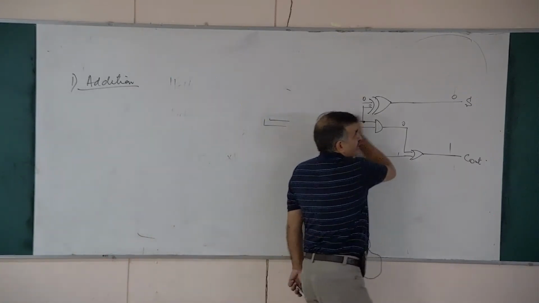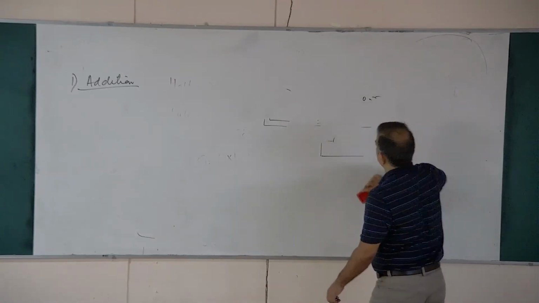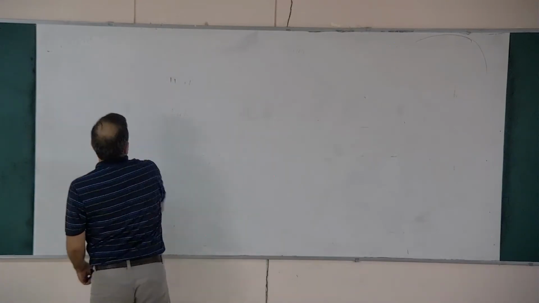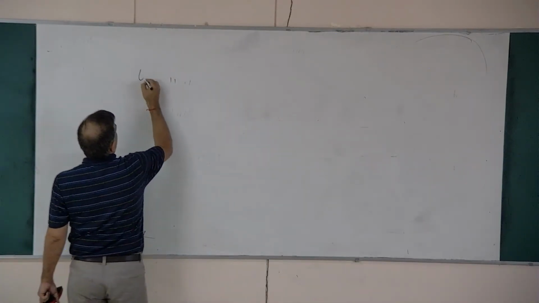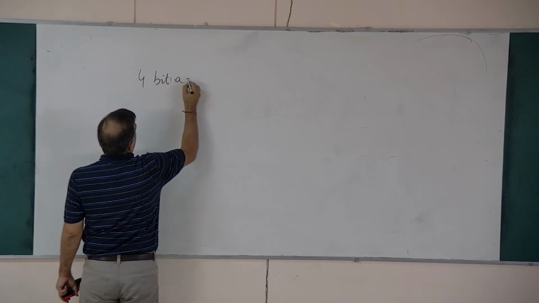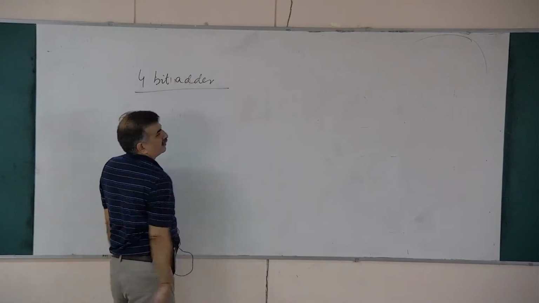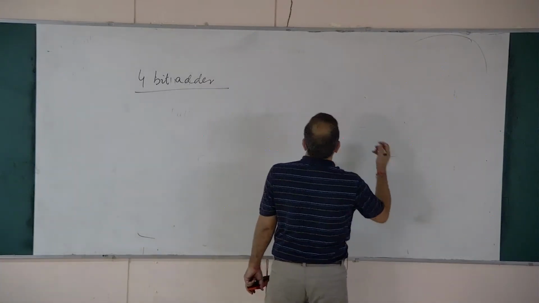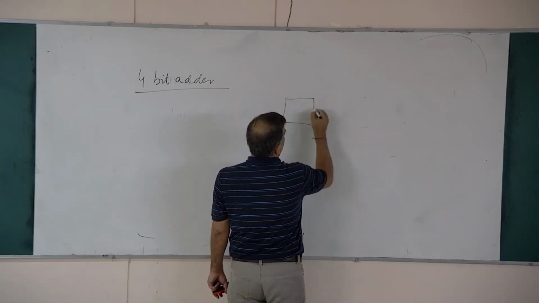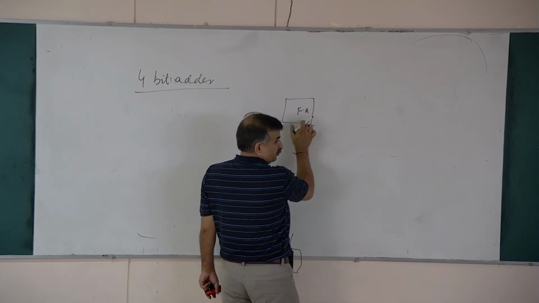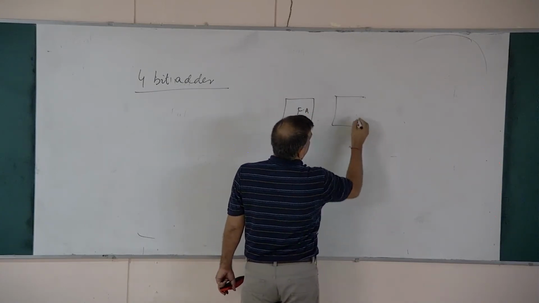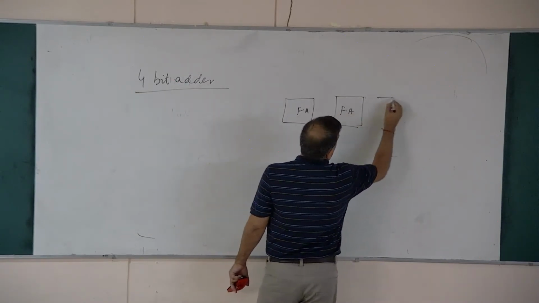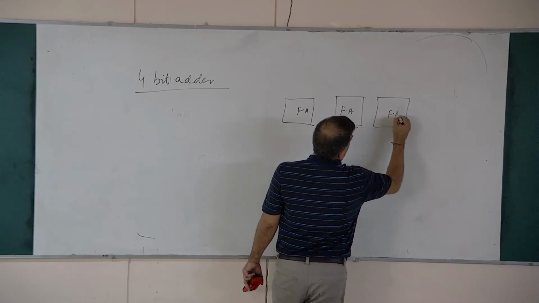If one box is capable of performing addition for 1-bit numbers only, for a 4-bit addition, a 4-bit adder, what do I need? I need 4 full adders. For example, if I say full adder 1, this is a full adder capable of performing 1-bit addition, but I need a 4-bit arithmetic adder. So that means this is also a full adder. So I need 4 full adders.